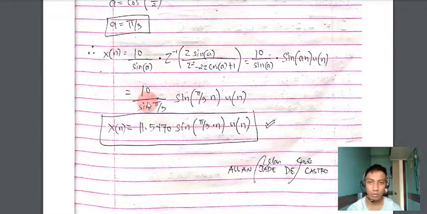So substituting, we have 10 over sine pi over 3 multiplied by sine pi over 3 n u of n. Then if we calculate this, we come up with 11.5470 sine pi over 3 n u of n. So this is our final answer.